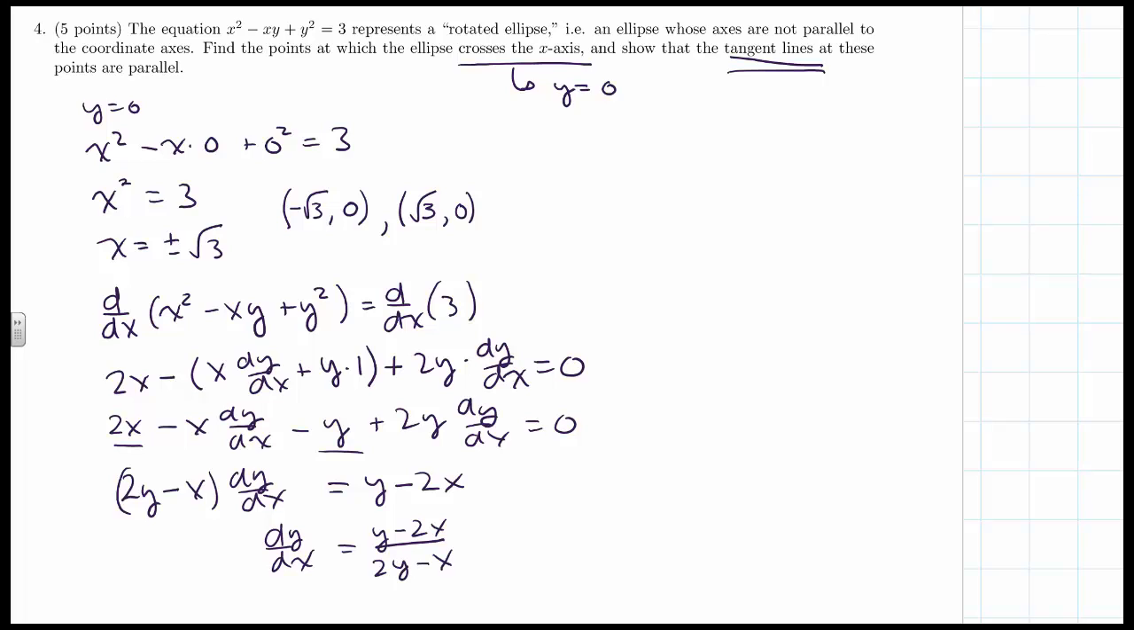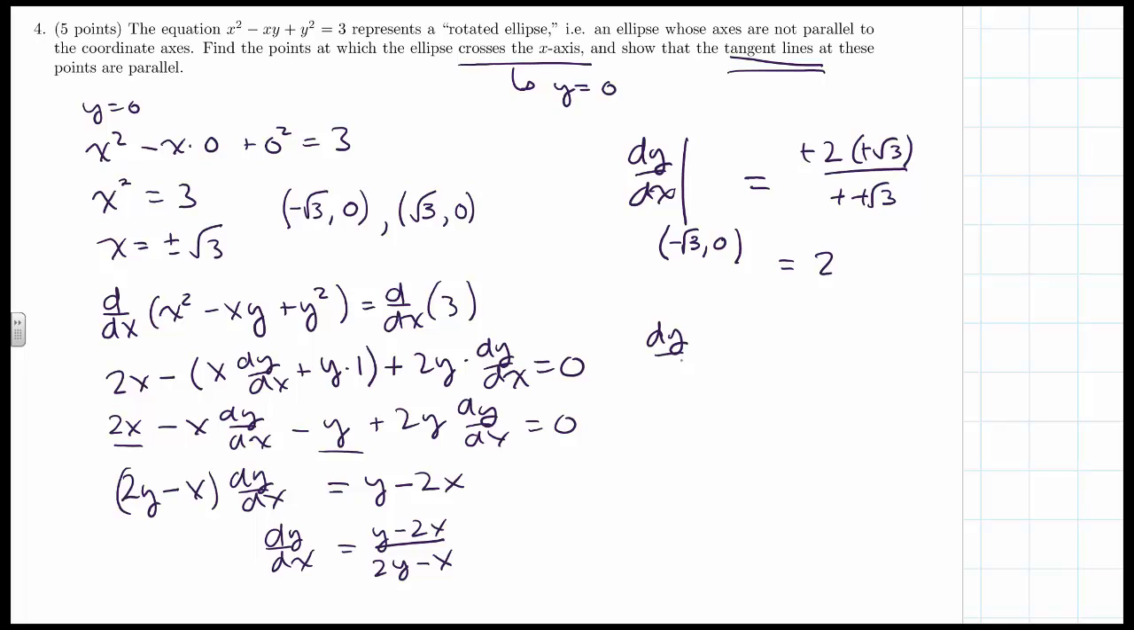So what is the value of dy dx when we're at the point negative root 3 comma 0? We are going to get negative 2 times root 3 over negative root 3. Those cancel, we end up with positive 2.